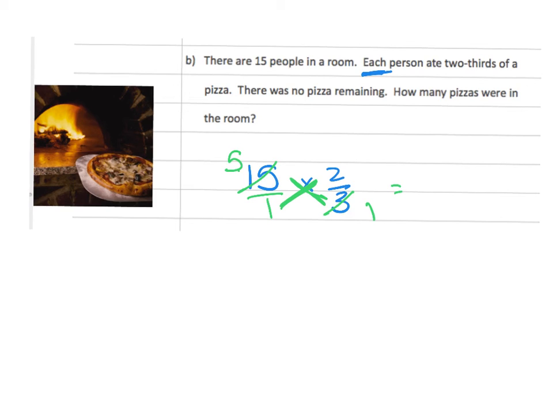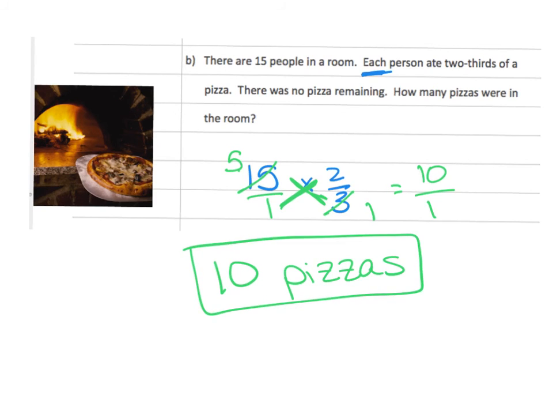Multiply. 5 times 2 gives me 10. 1 times 1 gives me 1. Simplify. 10 over 1 gives me a whole number. I have 10 pizzas in the room. And there's my answer. Let's try one more.